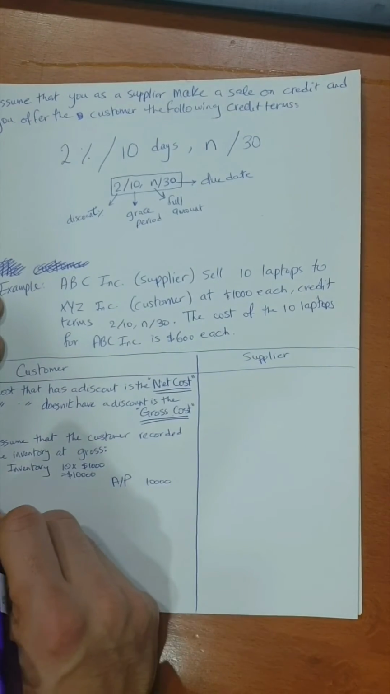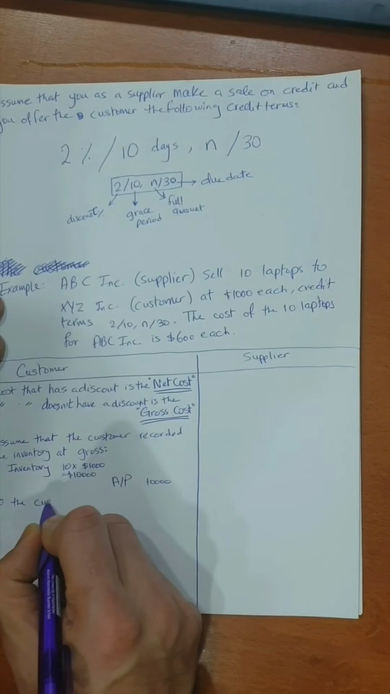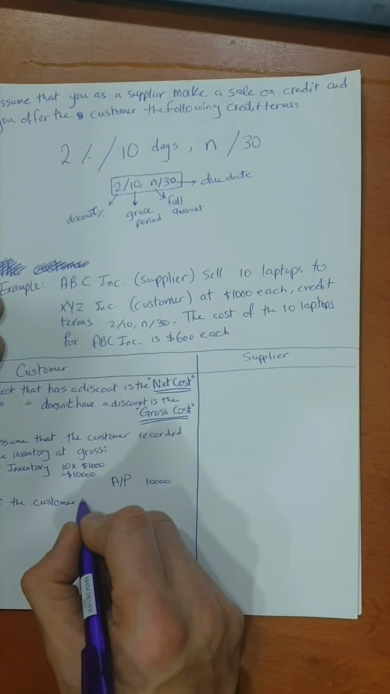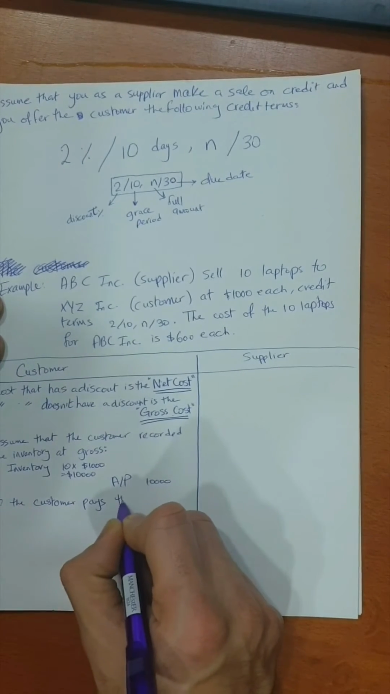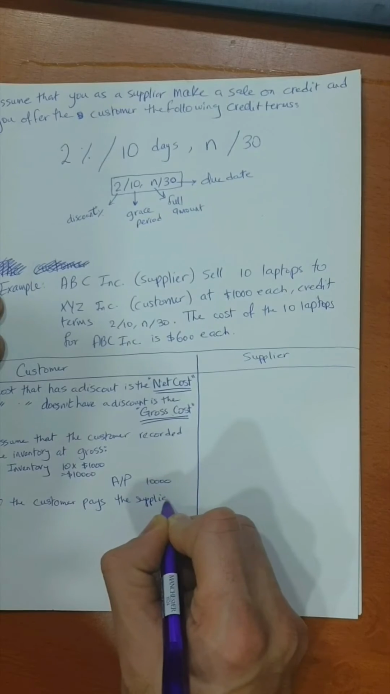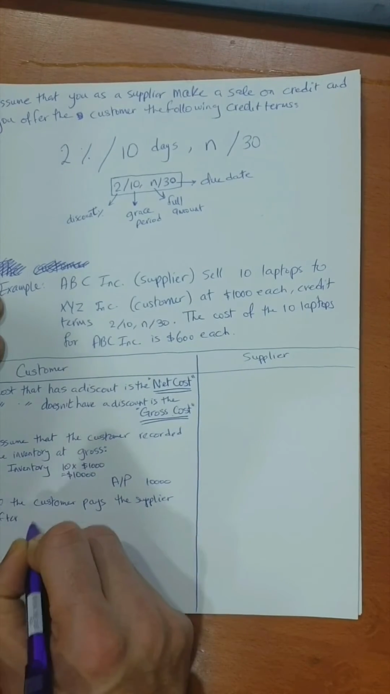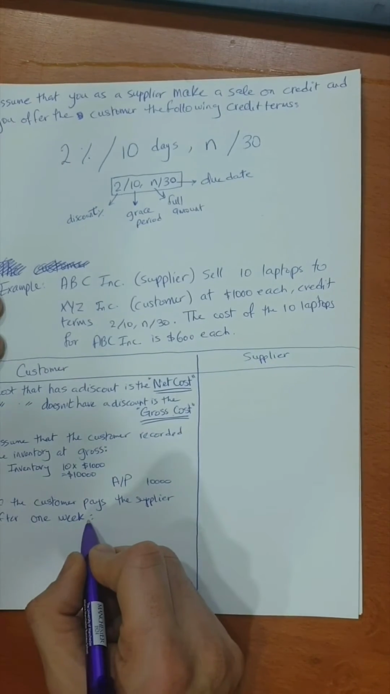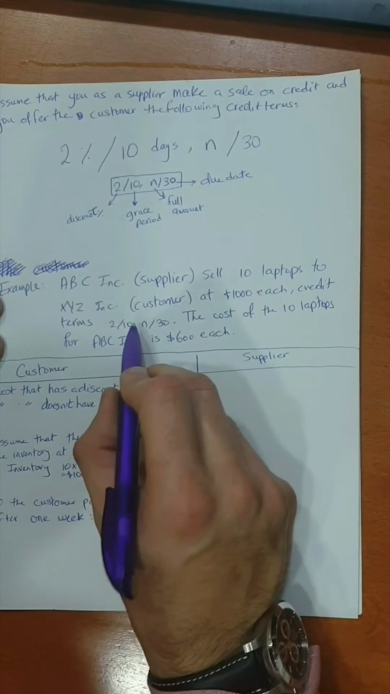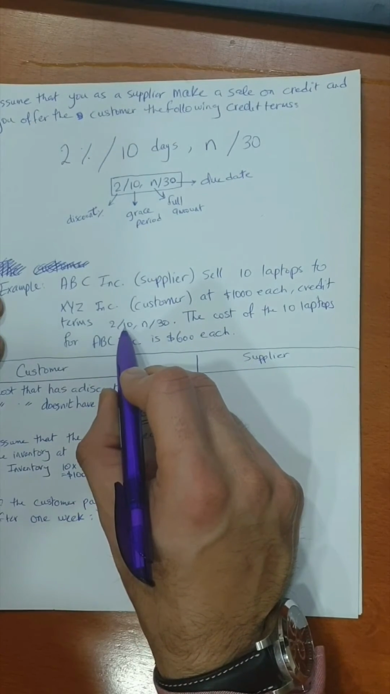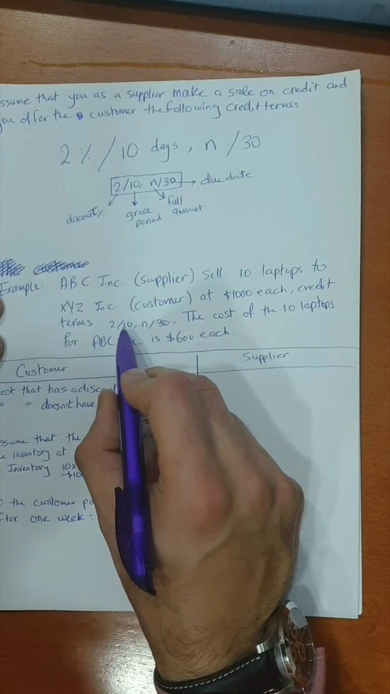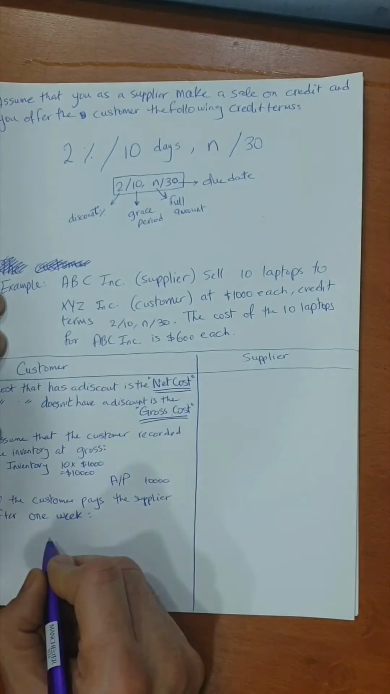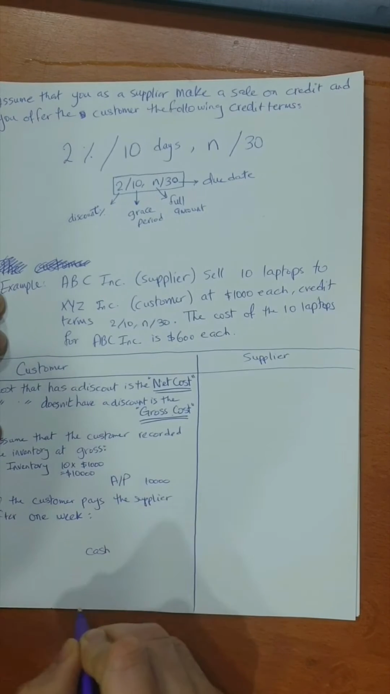Okay, now if the customer pays the supplier after 1 week, which means that the customer paid the supplier within the grace period. After 1 week means at 7 days, which is less than 10. So this customer is eligible for the what? For the discount rate. So now the cash that will be paid is how much?